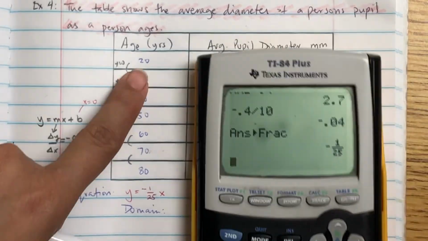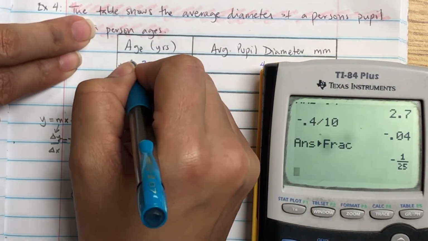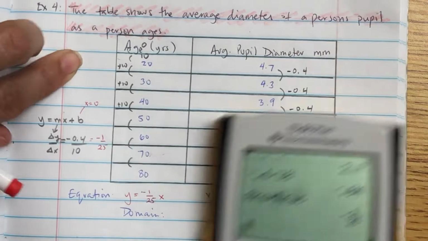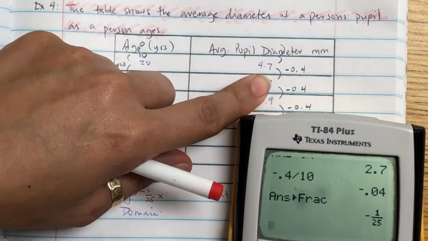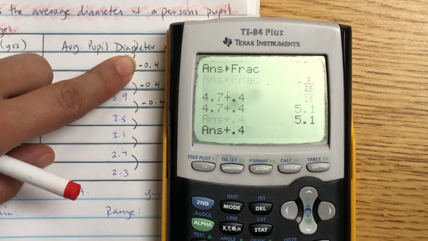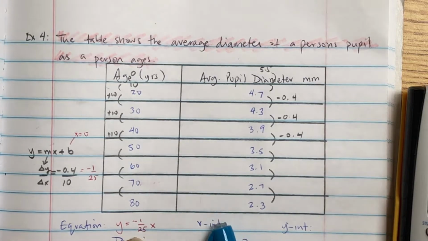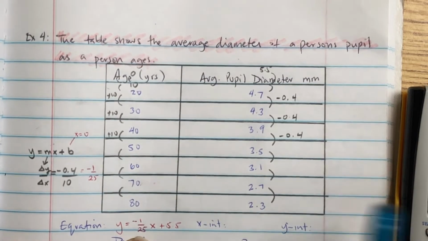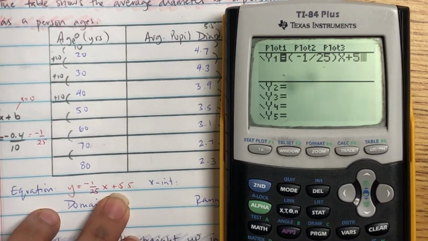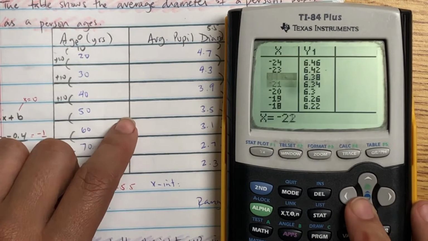And then we just need to find out where it crosses the y-axis, that's your b, and that's when x is equal to 0. So we don't see an x equals 0, so we need to go back up. Going backwards, it goes 10 and then 0, so I need to go back up twice. Instead of subtracting 0.4, because I'm going backwards, I'm going to add 0.4. So 4.7 plus 0.4, then plus 0.4 again. It's going to give me 5.5. All right, so that's my y-intercept.